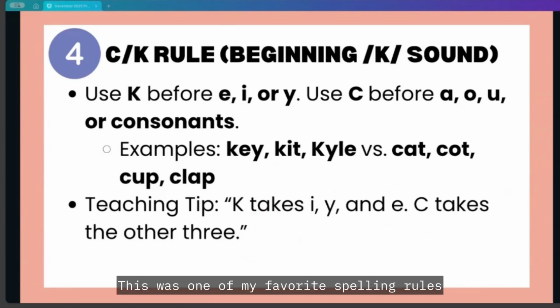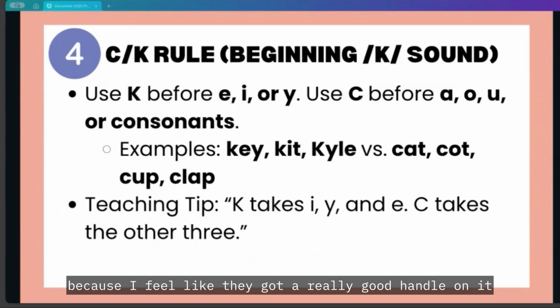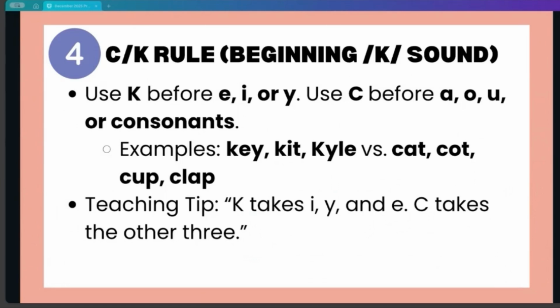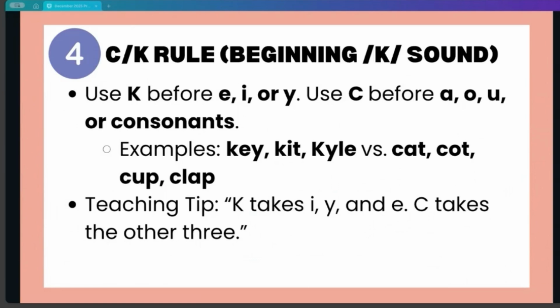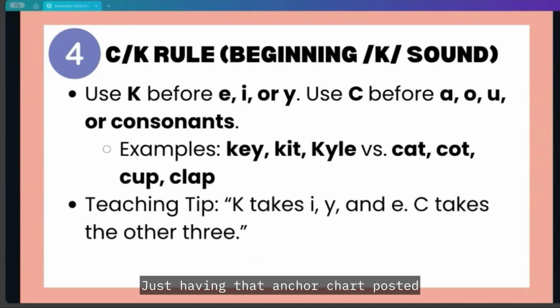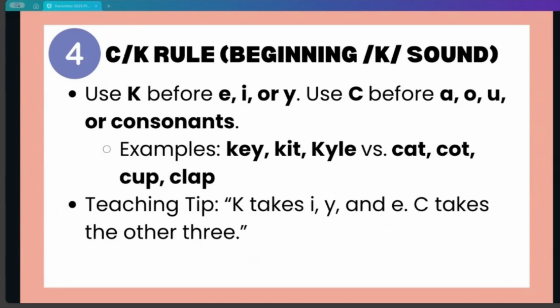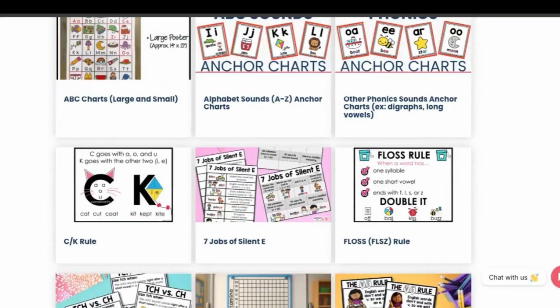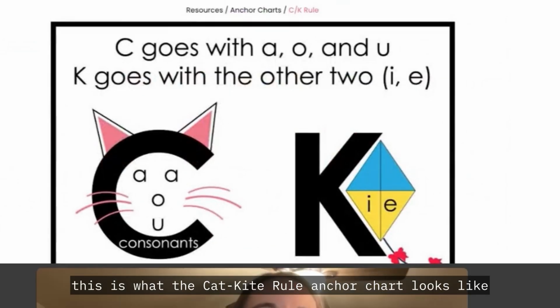This was one of my favorite spelling rules to teach my students, the cat-kite rule, because I feel like they got a really good handle on it, and it was really helpful for them, especially my very early learning spellers. And so, just having that anchor chart posted, I had something very similar to what we have available in the membership. It was just really helpful for the students to have. So let me just bring it up. All right, so in our membership, this is what the cat-kite rule anchor chart looks like.